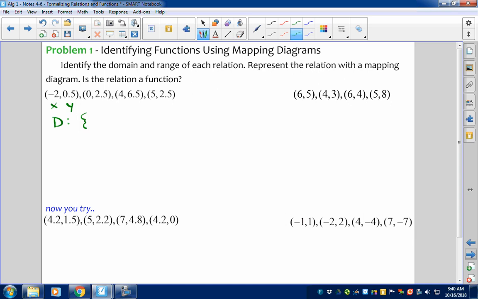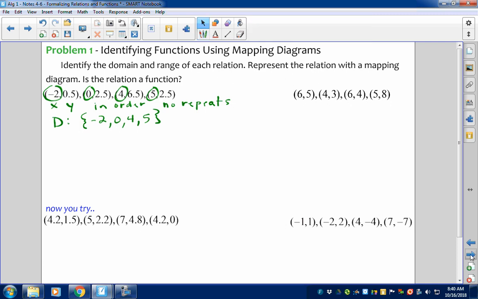And what I'm going to do is look through all of my x coordinates here, here, here, and here. And I'm going to put them in order, with no repeats. Now, fortunately, for this list, it's already in order, it looks like. So in order, no repeats. And I don't see any repeats either. So I have -2, 0, 4, and 5. That's my domain. Okay, we call that the domain. Just listed in order, no repeats.